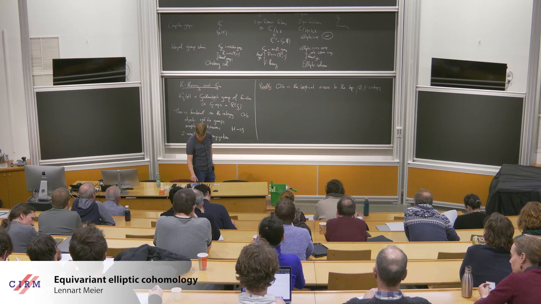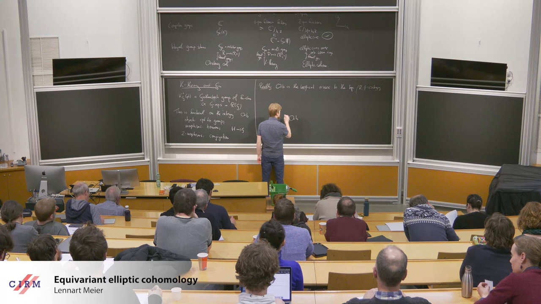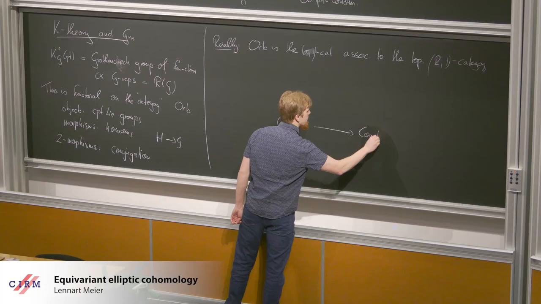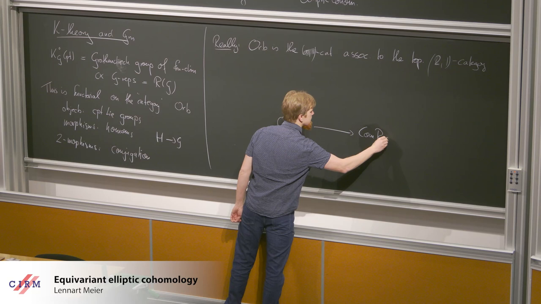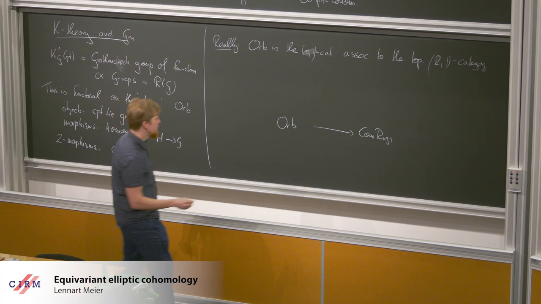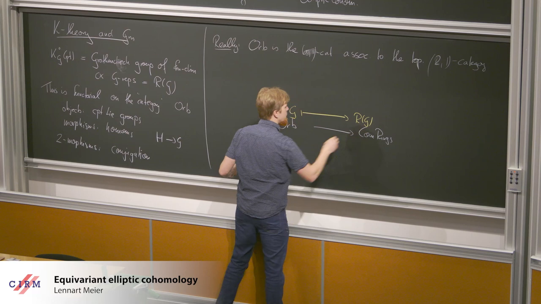So now I will draw a big diagram. We have a functor from Orb to commutative rings, sending G to R of G. And it's contravariant, so I better write an op.